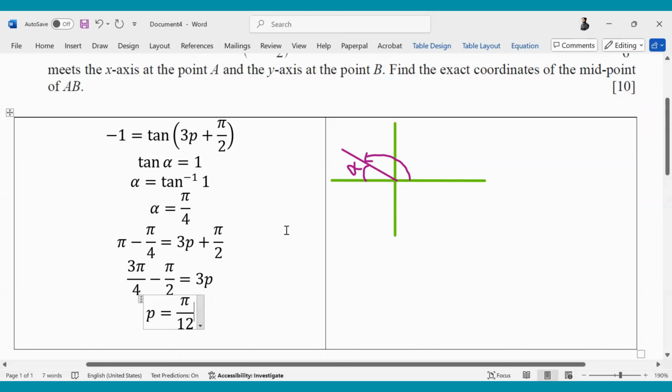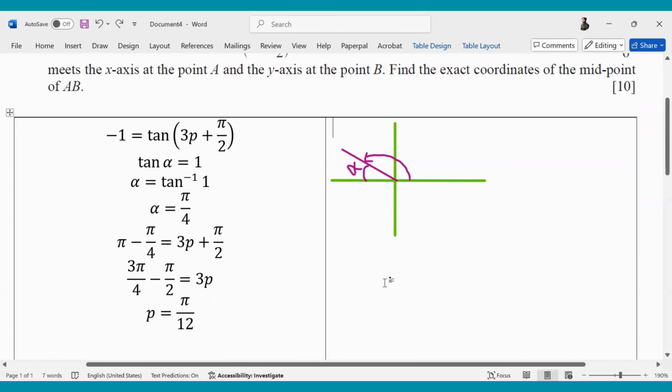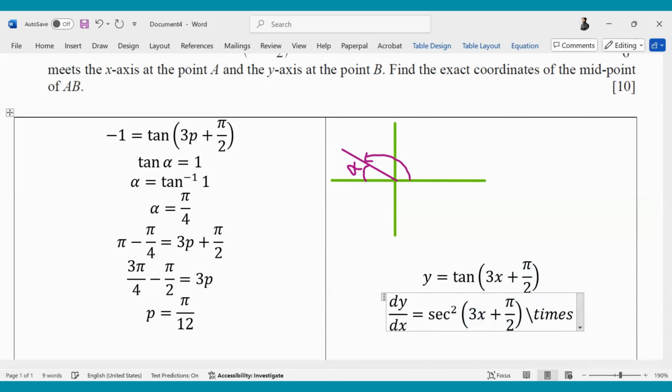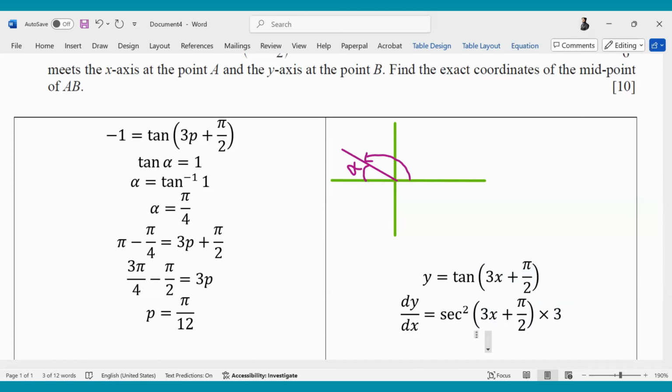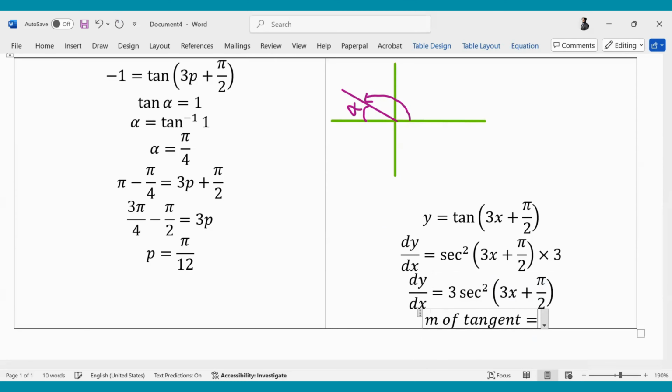Now we have just figured out the point. We need the gradient. How do I find the gradient? I'll differentiate the equation of the curve, which is y equals tan(3x plus pi by 2). How do I differentiate it? dy by dx: what is the derivative of tan? It is sec square (3x plus pi by 2), multiplied by the derivative of the angle, which is 3. So my derivative is 3 sec square(3x plus pi by 2). Is this clear? Now, in order to find the gradient of the tangent, what value of x will I plug in?